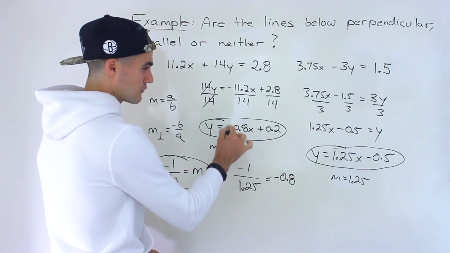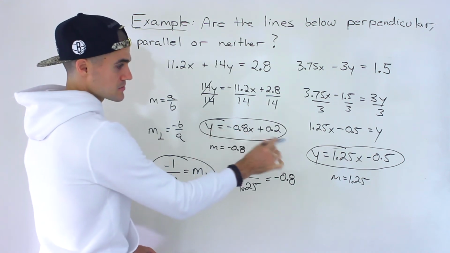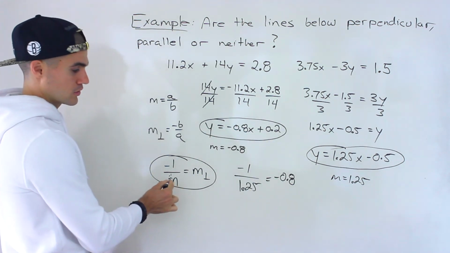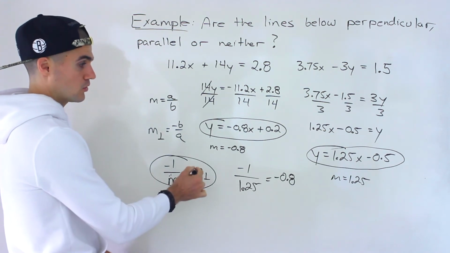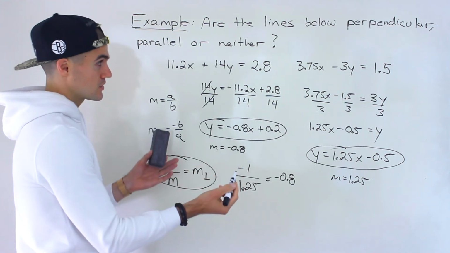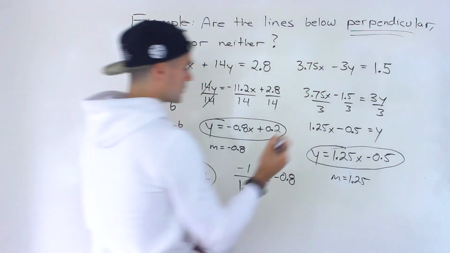So you could always use this if you run into equations of lines that have a more complex format for the slope, or a decimal format for the slope. You could always check it with this over here. And if this holds, then they're going to be perpendicular. So that's the answer to this question. These lines here, they are perpendicular.